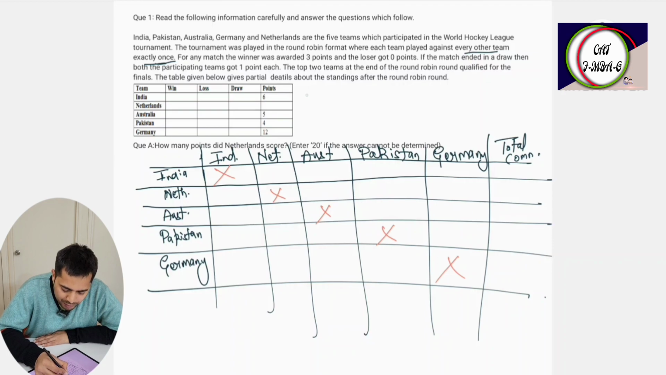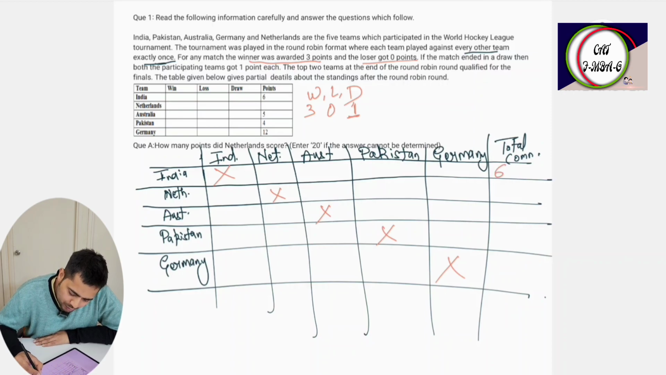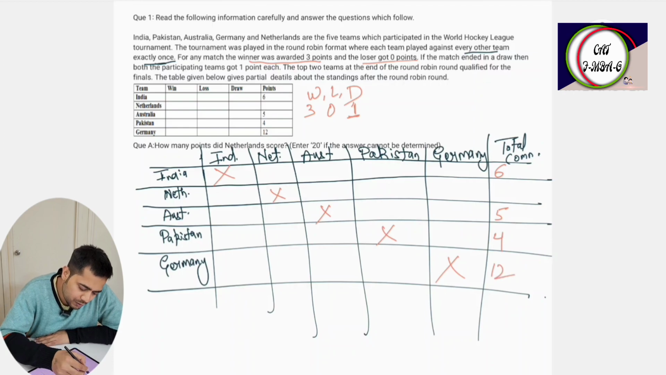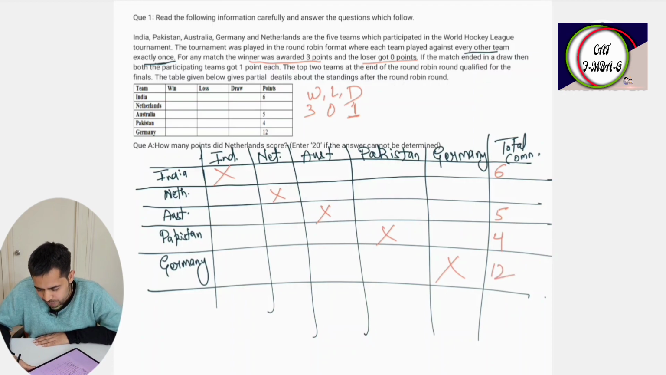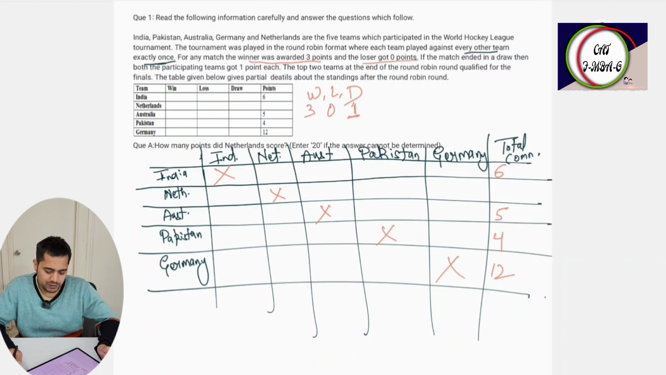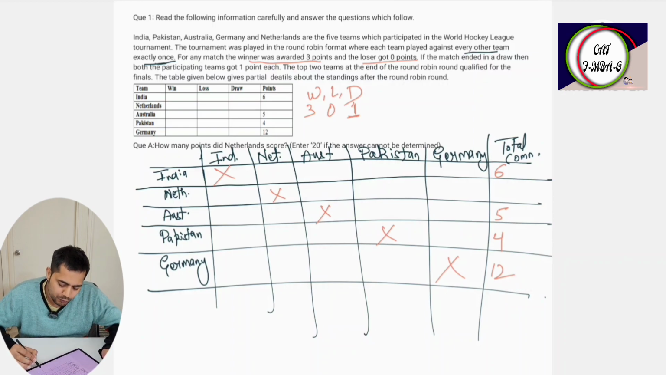Now we will represent win as W, loss as L, draw as D. Here it is given that the winner was awarded 3 points. So winner gets 3, loser gets 0, and in a draw both teams get 1 point. And partial points are given. India is given 6 points. Netherlands no point is given. Australia is given 5 points. Pakistan is given 4 points. Germany is given 12 points. These kind of questions you have to observe very carefully. See, here 12 is given for Germany.